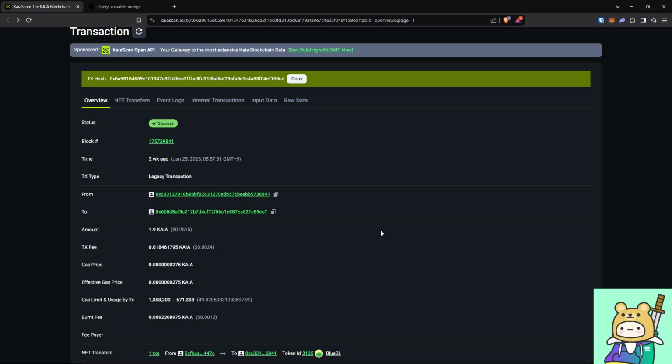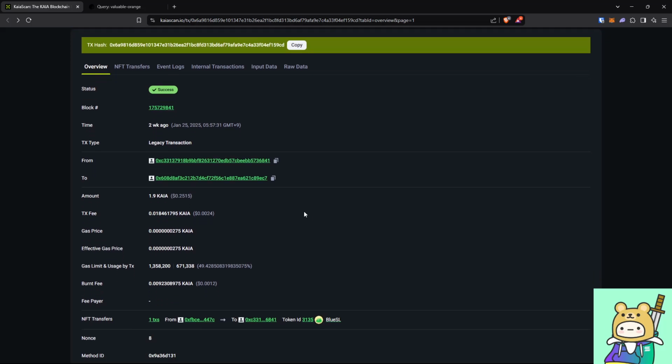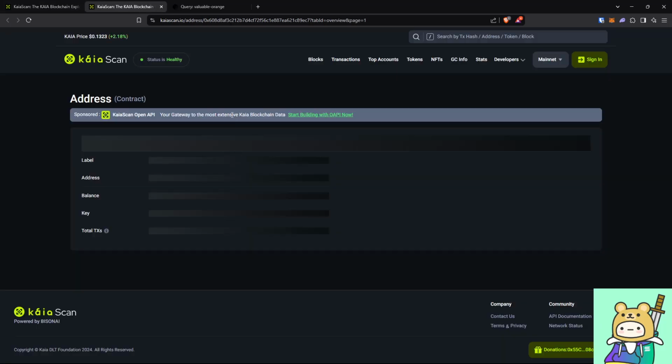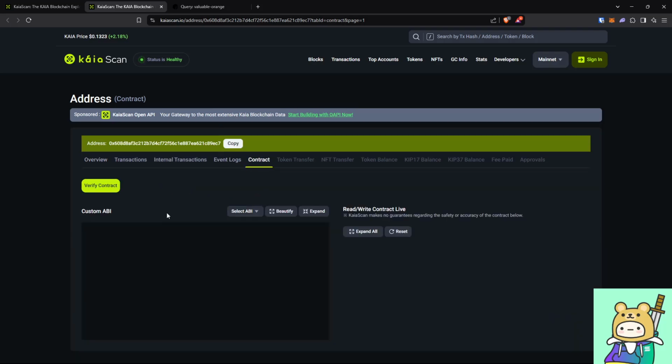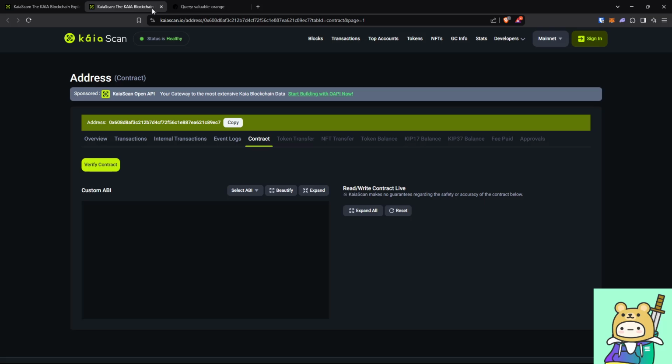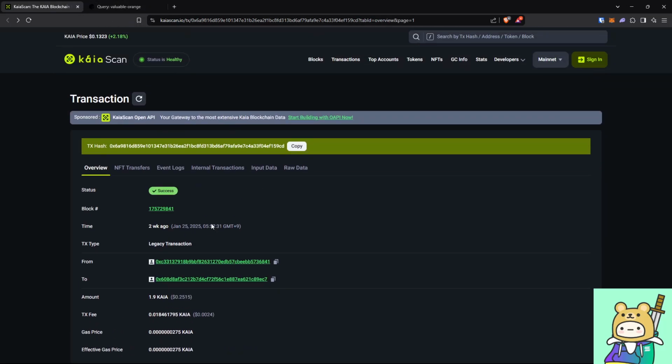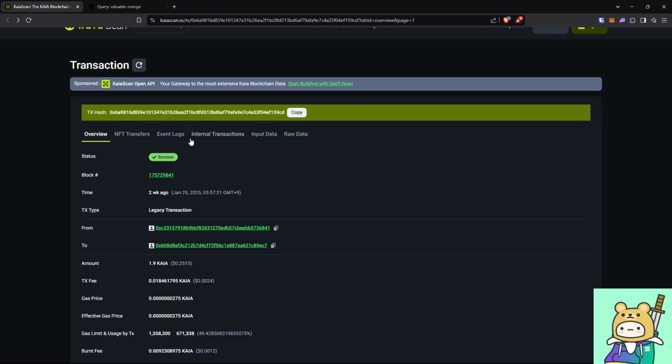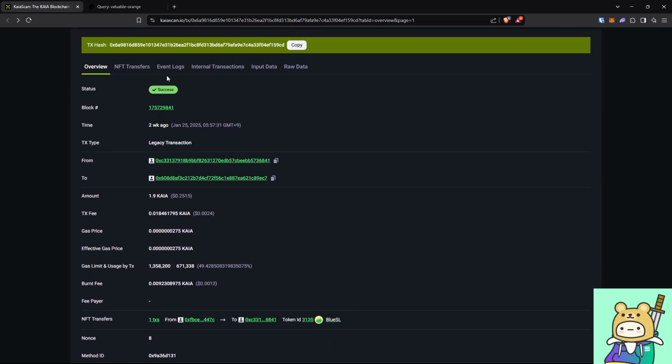In today's video, we're going to be attempting to decode event logs from a contract that is not verified. So we're going to decode this particular contract, and if we click onto this contract, I don't think the ABI is there. Yep. But this transaction is a transaction on Kaia, the blockchain, and yeah, let's get right into it.